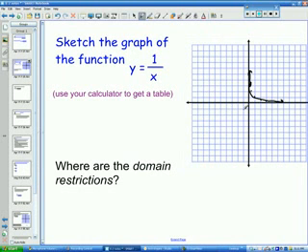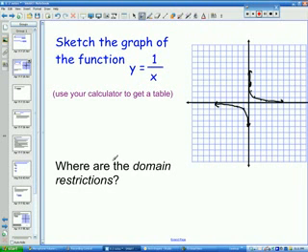So it's -1, -1, -2, -1/2. -1, -3, -1/3, and so on. So it's going to look something like this as well. Alright, so this is our inverse function, 1 over x. And down here it asks, what are the domain restrictions?